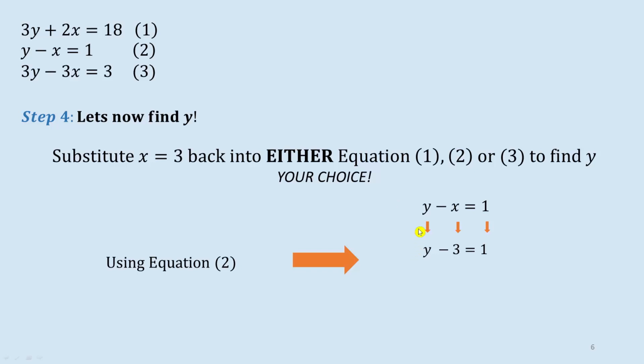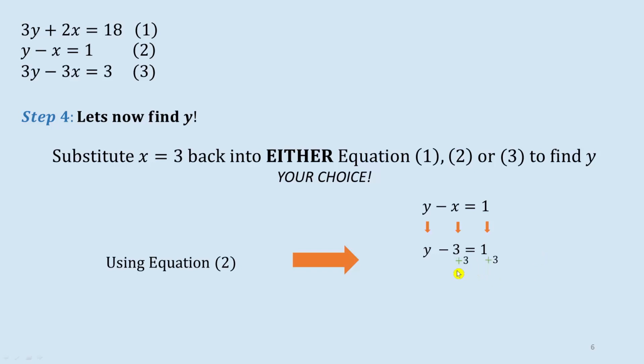So we have y minus x equals 1. Where x is 3, I'm going to put the 3 in there. So now we have y minus 3 equals 1. So we have one unknown, just the y now. We can find it. We want to get rid of this minus 3. So how are we going to do that? We do the opposite of minus, so we're going to add 3.